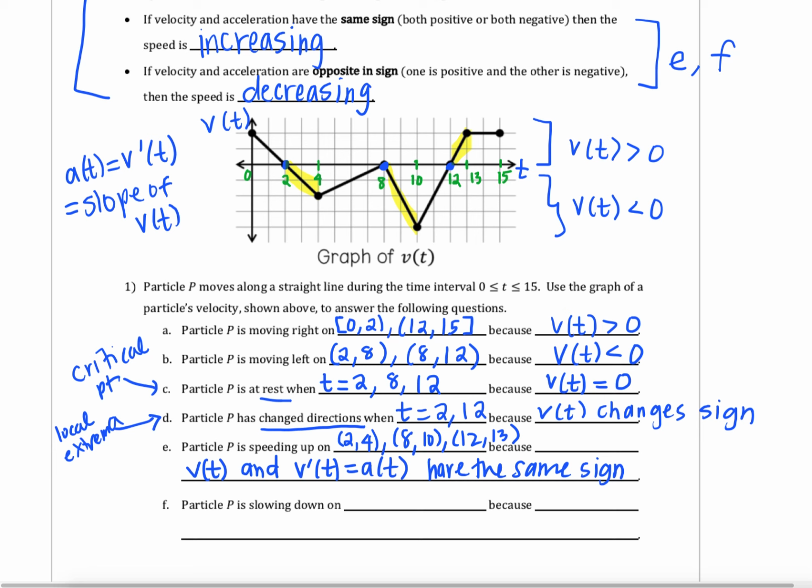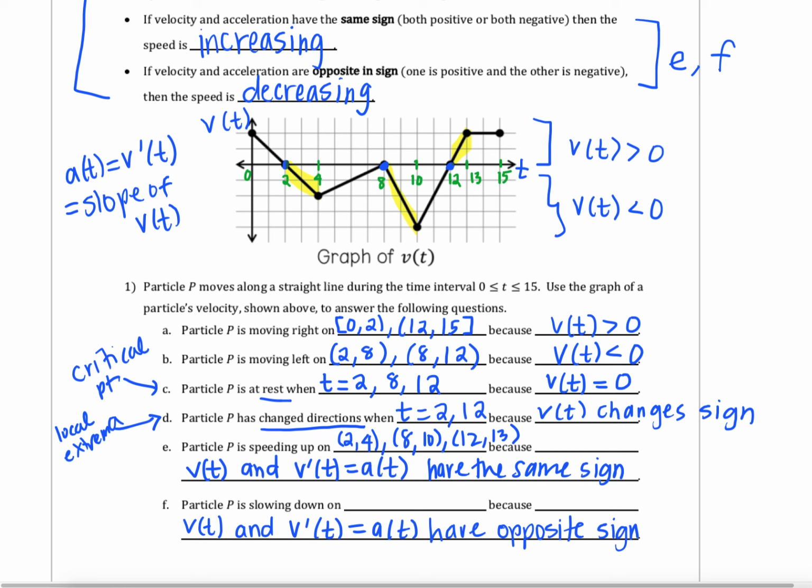Now, if we want to figure out where the particle is slowing down, we're looking for the opposite signs. So either velocity positive, acceleration negative, or velocity negative, acceleration positive. So let's start with our reasoning here. So in part F, we're looking for v of t, and again, I have to make that connection, v prime of t, which is acceleration, have opposite signs. One of the functions has to be positive and one of the functions has to be negative.